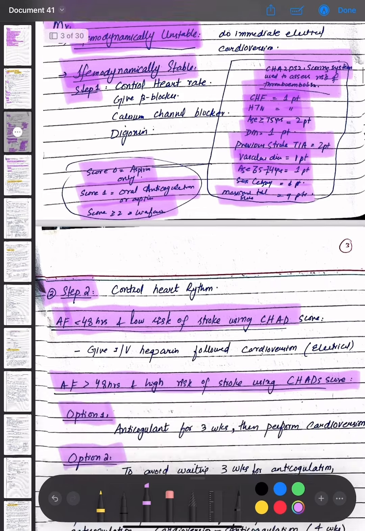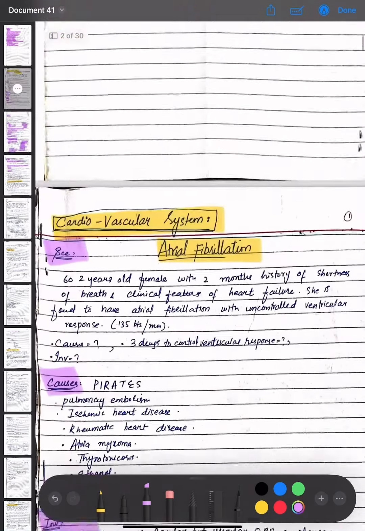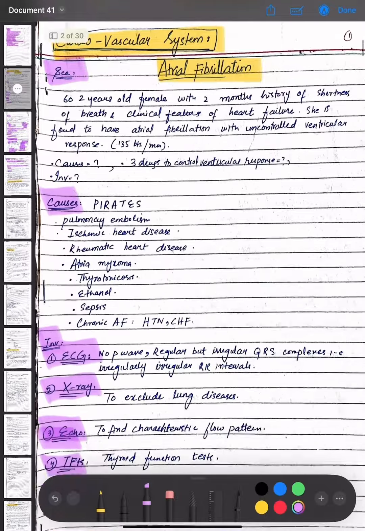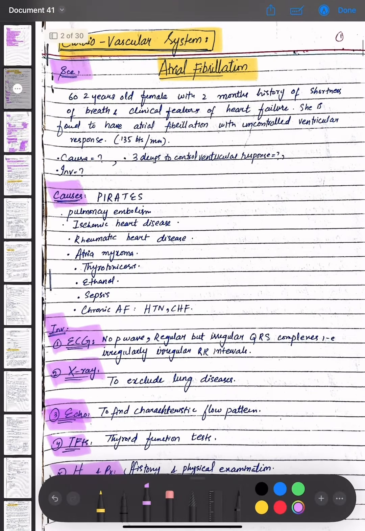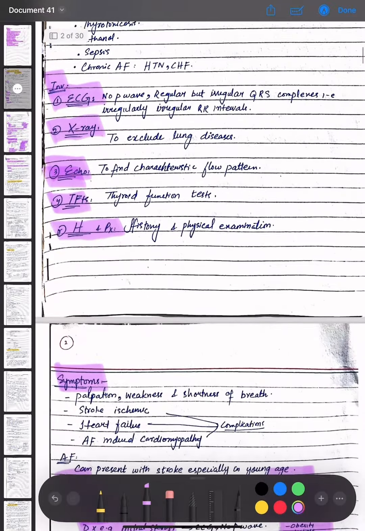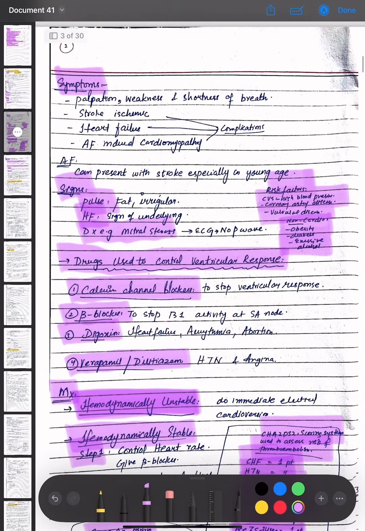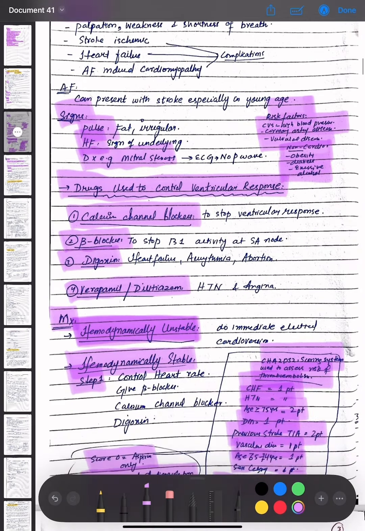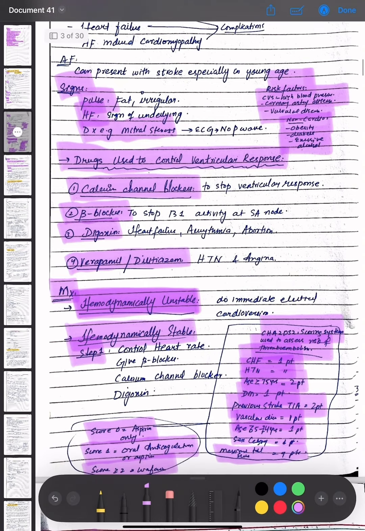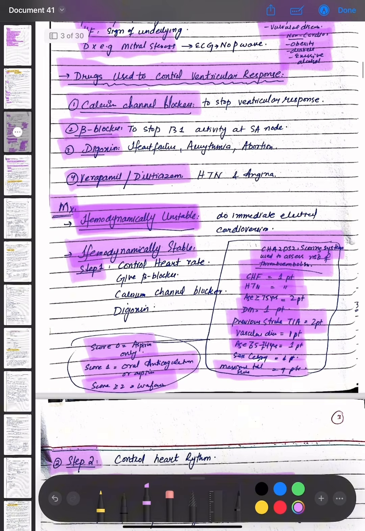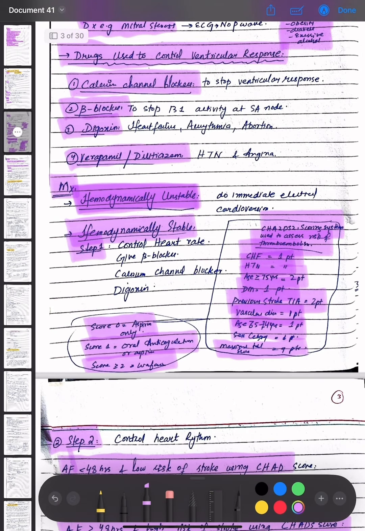So we have started our CVS chapter and we have discussed our first topic, that is atrial fibrillation. First we have discussed the scenario, then what are the causes of atrial fibrillation, then the investigation options, that is ECG, X-ray, echo, TFTs, then the history and physical examination, then what are the symptoms of atrial fibrillation, then what are the signs, then what are the risk factors, then which drugs are used to control the ventricular response, which are calcium channel blocker, beta blocker, digoxin, verapamil, and diltiazem.